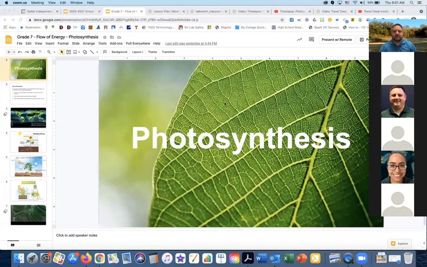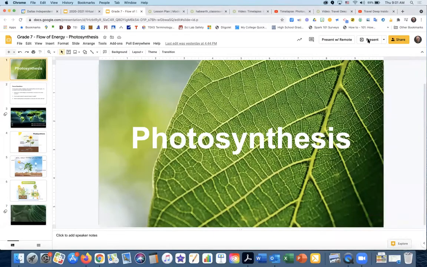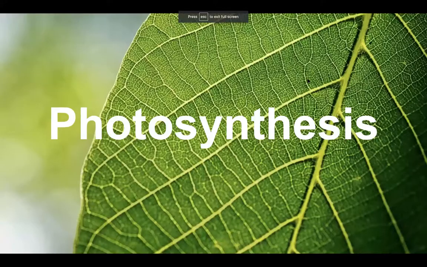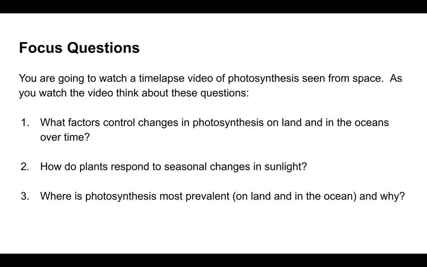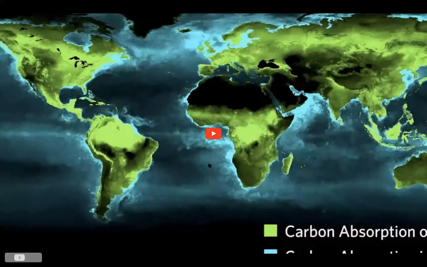Thank you, Dr. Gorman. Yes, this segment is all about photosynthesis. So let me get my presentation started here. We're going to start off by looking at photosynthesis at the global level, and we're going to watch a video to do that. This is a time-lapse video of photosynthesis seen from space. As you watch the video, think about these questions. What factors control changes in photosynthesis on land and in the oceans over time? How do plants respond to seasonal changes in sunlight? And where is photosynthesis most prevalent on land and in the ocean, and why? So let's take a look at this video. It's about 2 minutes long. I'll pause it a couple of times to discuss some of it, but just watch what's happening.